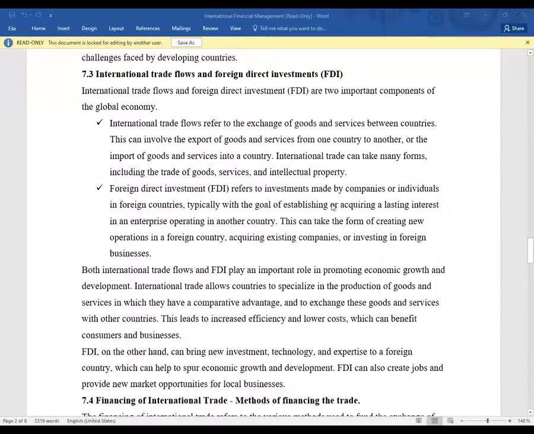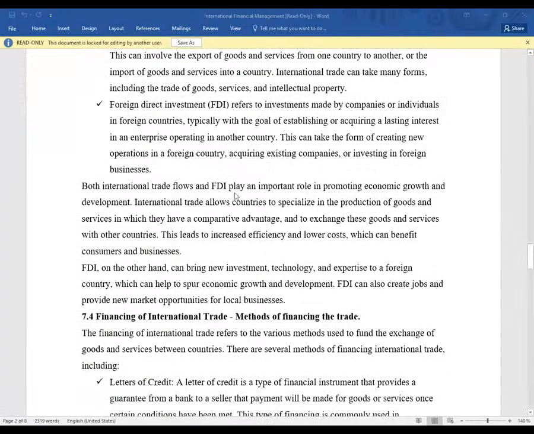Foreign direct investments, FDI, refers to investments made by companies or individuals in foreign countries, typically with the goal of establishing or acquiring a lasting interest in an enterprise operating in another country. We call it foreign direct investment when you buy ordinary shares of companies, for example, in Kenya, if you're an outsider. So lasting investment, you become, in this case here, an owner. This can take the form of creating new operations in a foreign country, or acquiring existing companies, or investing in foreign businesses. Both international trade flows and the FDI play an important role in promoting economic growth and development.